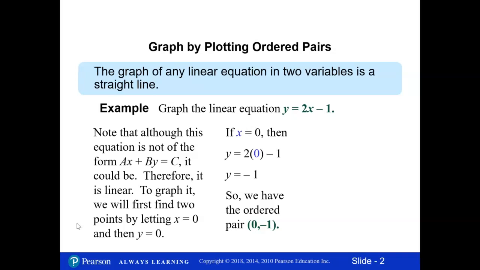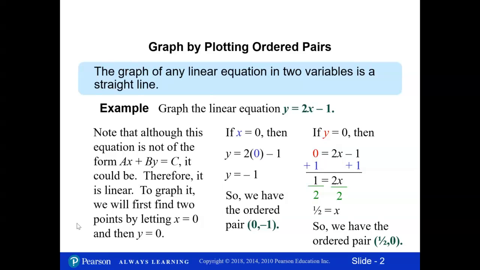Now we'll do the reverse. Let's let y be 0 and we'll figure out what the x will be. So if your y is 0, you will have 0 equals 2x minus 1. Go ahead and add 1 to both sides. That will give me 1 equals 2x. Divide both sides by 2. And therefore, your x equals 1/2. So in this case, my ordered pair will be 1/2, 0. Keep in mind, you always have to write the x first and the y next.